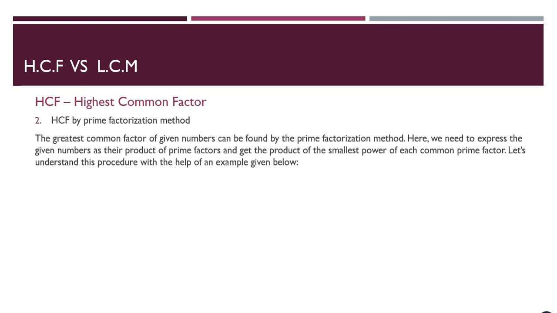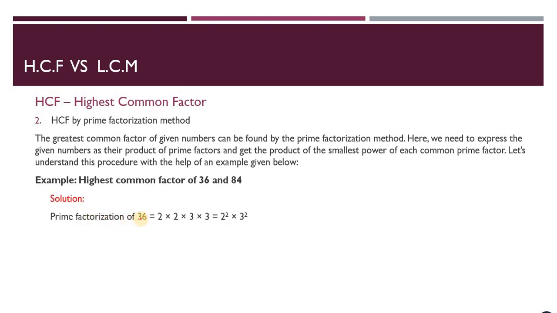The greatest common factor of given numbers can be found by the prime factorization method. Here, we need to express the given numbers as their product of prime factors and get the product of the smallest power of each common prime factor. Let's understand this procedure with the help of the given example below. Let's look at the highest common factor of 36 and 84.